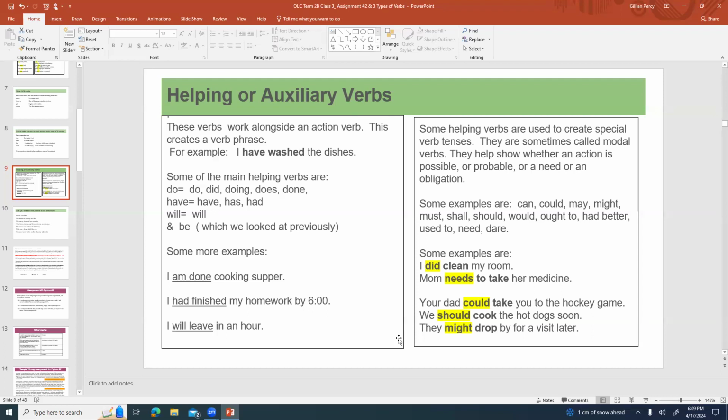Some helping verbs are used to create special verb tenses, and these are sometimes called modal verbs. I'll try to say that right. They help show whether an action is possible, probable, a need, or an obligation, like something you have to do. Some examples of those types of verbs are can, could, may, might, must, shall, should, would, ought to, had better, used to, need, or dare. So some examples would be: I did clean my room. Mom needs to take her medicine. Your dad could take you to the hockey game. We should cook the hot dog soon. They might drop by for a visit later.